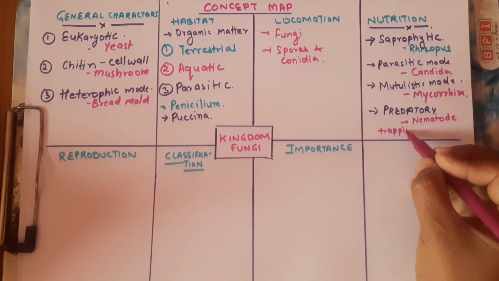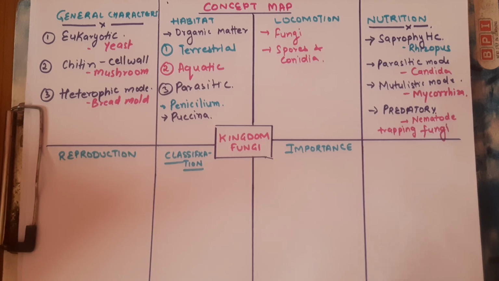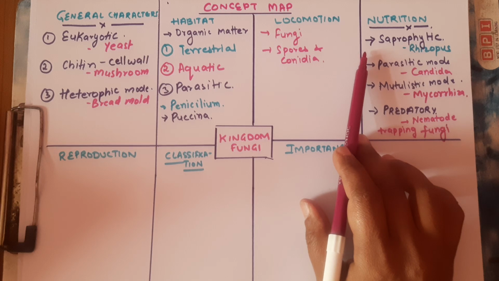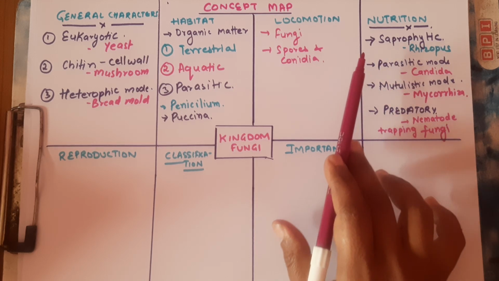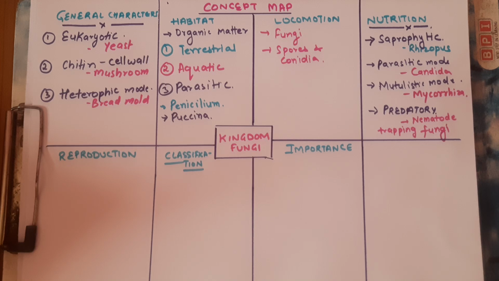So students, since fungi are not autotrophic, they cannot make their own food, they have to depend on other species. So these are the four modes of nutrition: saprophytic, parasitic, mutualistic and predatory. I hope they are clear to you.